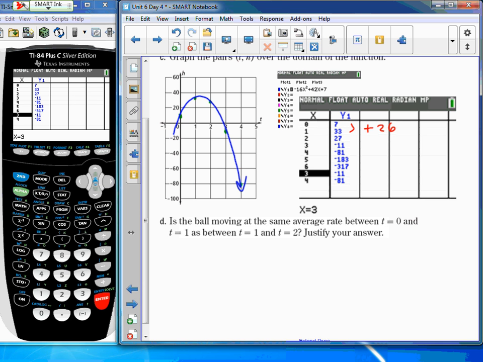Versus from 1 to 2, I went from 33 to 27 feet above ground. That's down 6 feet in 1 second. Is that moving at the same average rate? No. Can I have a negative rate? What's going on with the ball between 1 and 2? Mark? Falling. It's falling, so I'm going to have a negative rated change in its height with respect to time. Absolutely, good.